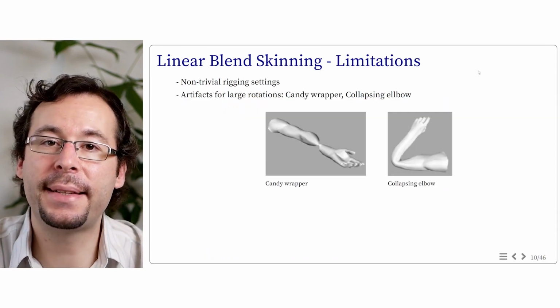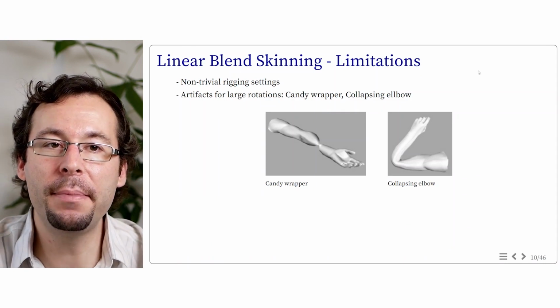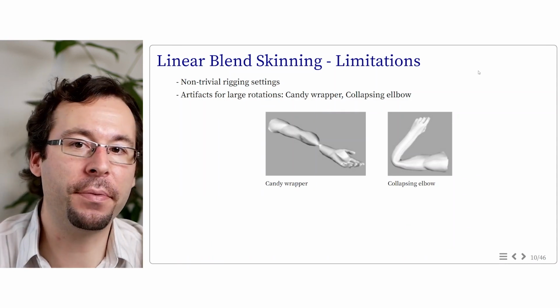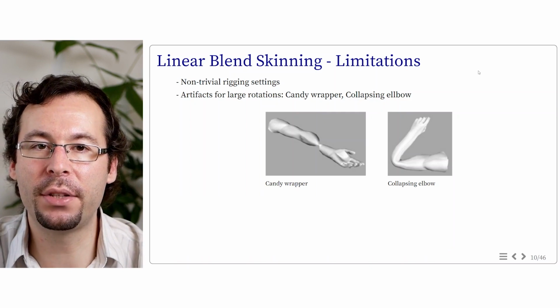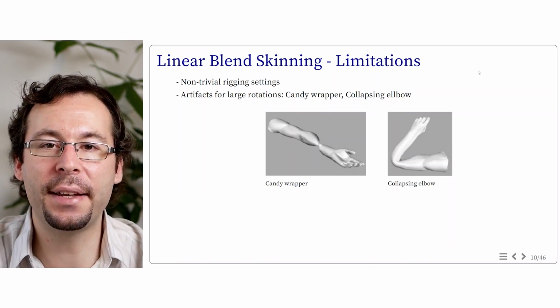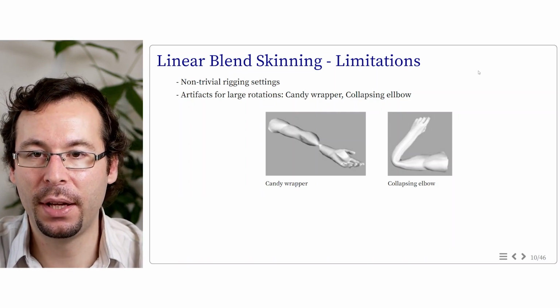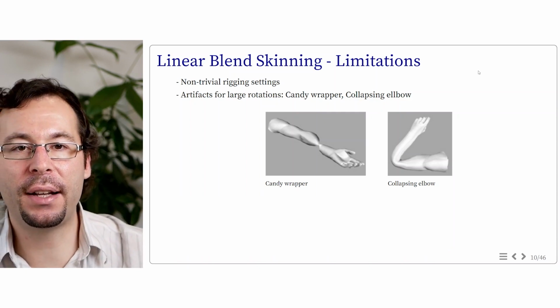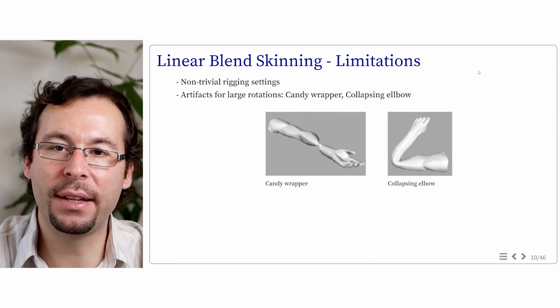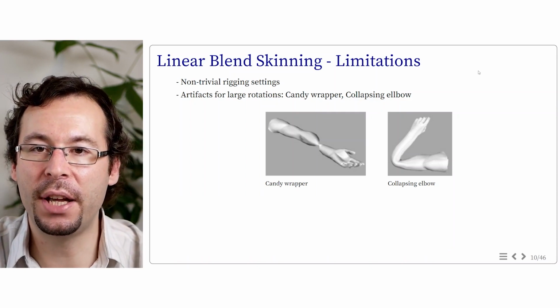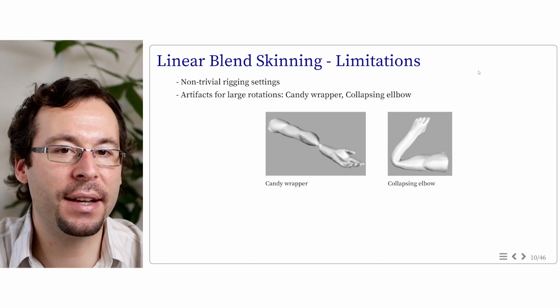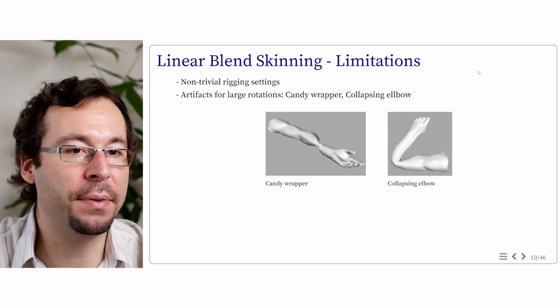So we saw that skinning is highly used to animate characters, but it's not perfect. The first limitation we already saw is the fact that the weights can be complex to define. Another limitation is the artifacts in the geometrical deformation when using large angles. These artifacts are so common that they have specific names.